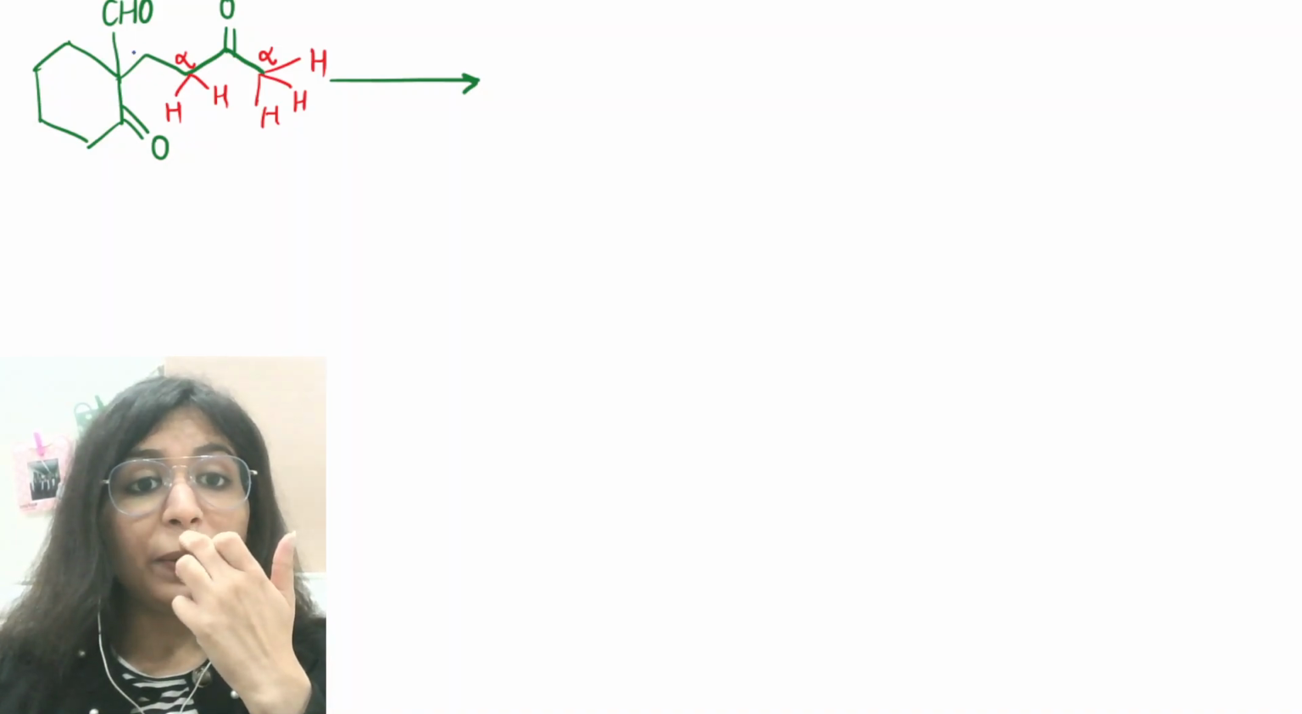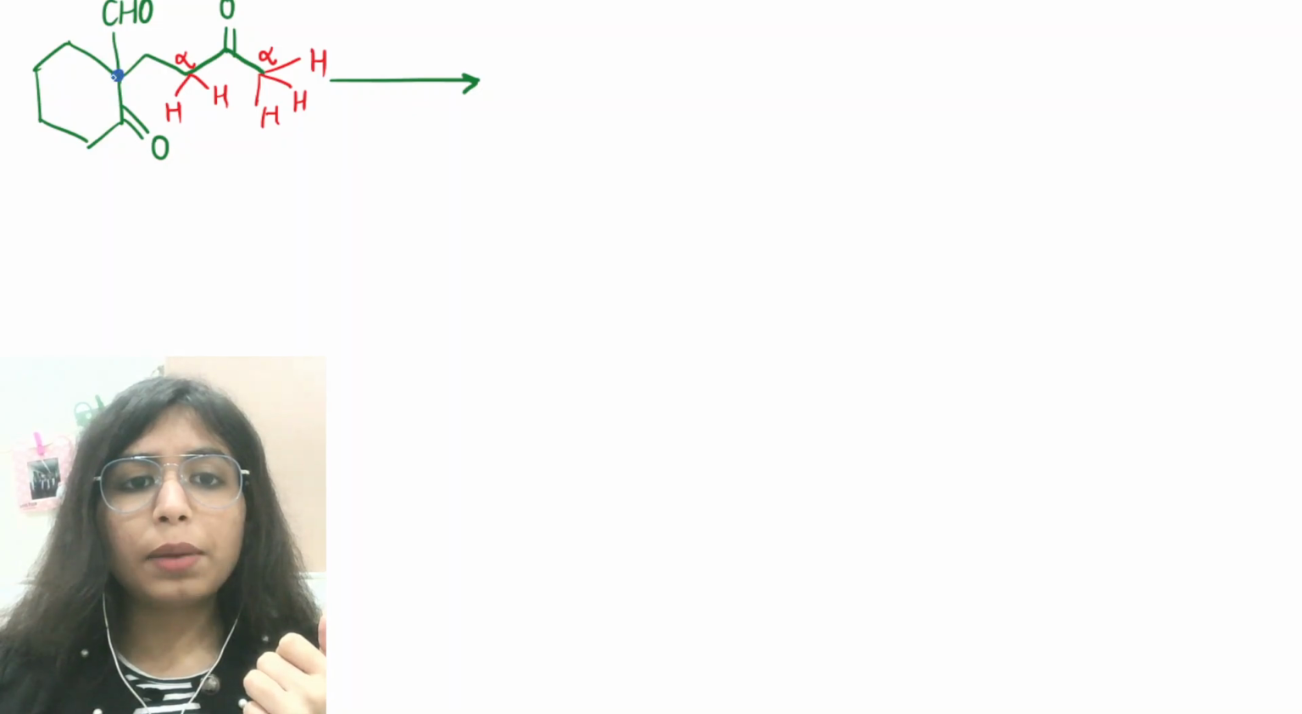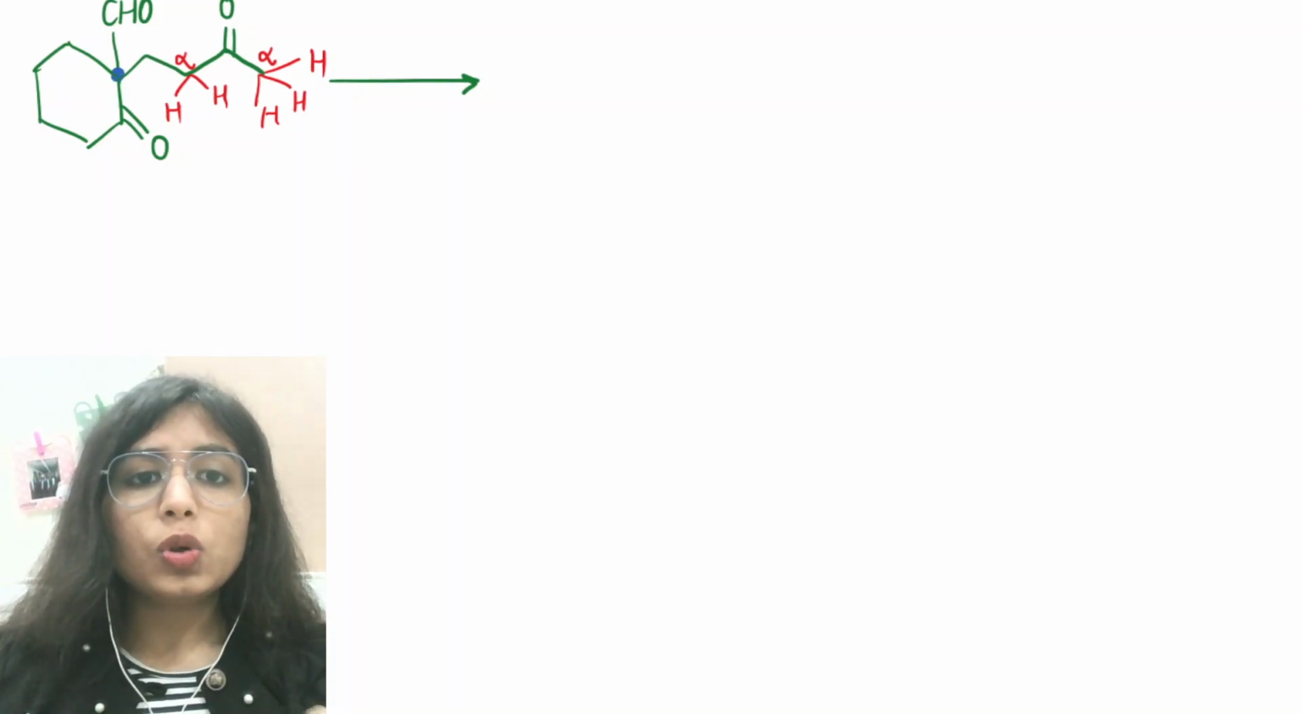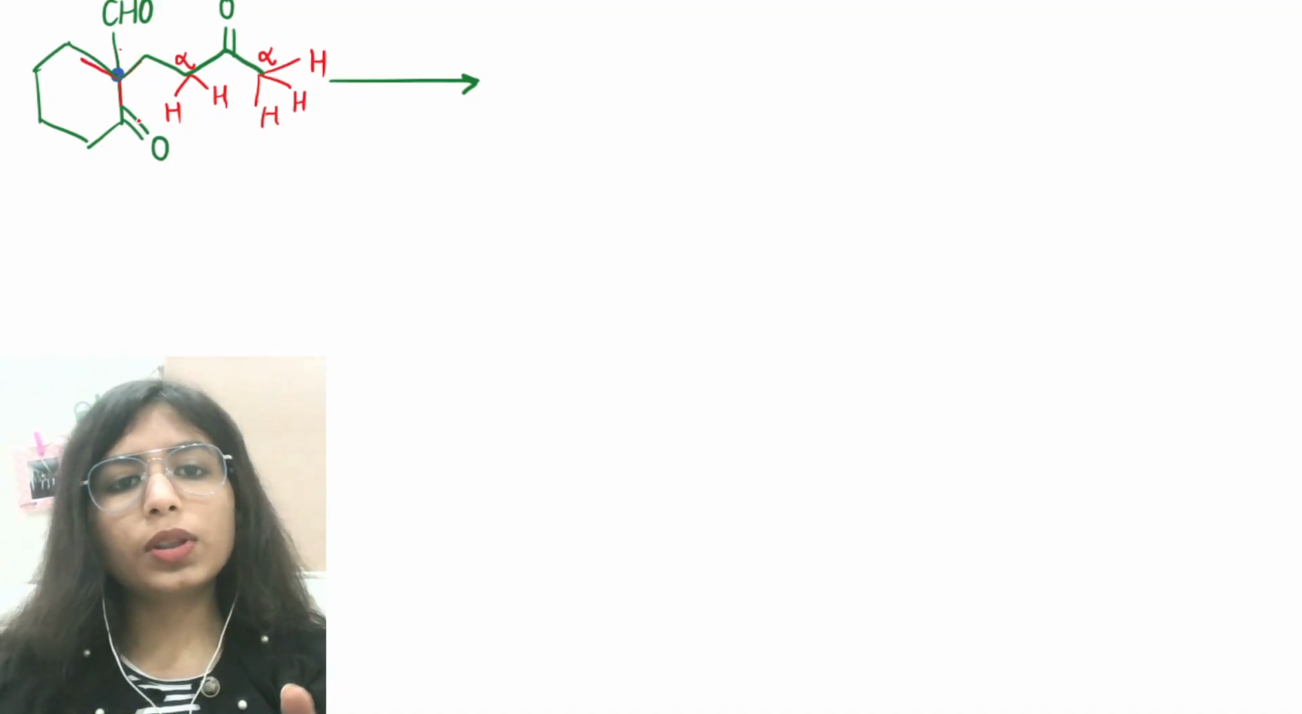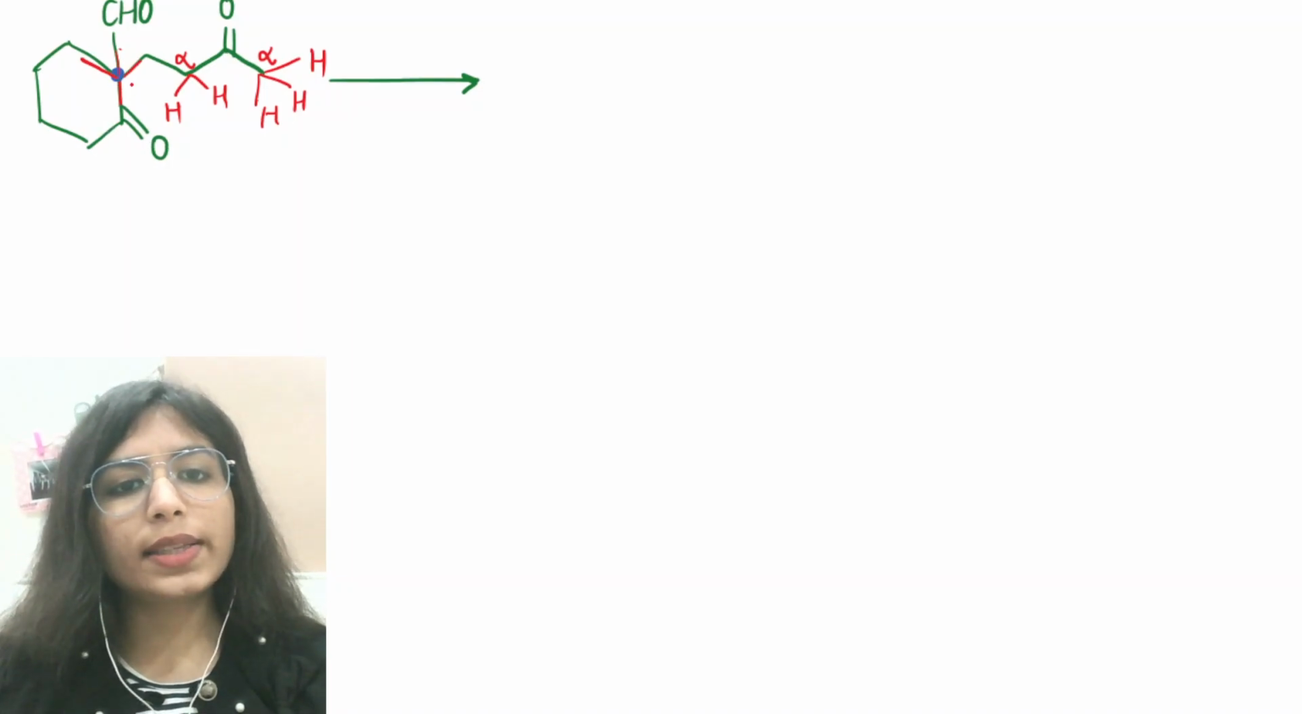Next if I talk about this, so this is the alpha carbon that is present, right? So in this case what happens is this is already bonded to 4 things, right? So this carbon is already having the valency 4, therefore it is not containing any hydrogen.